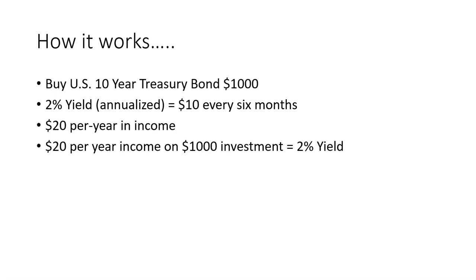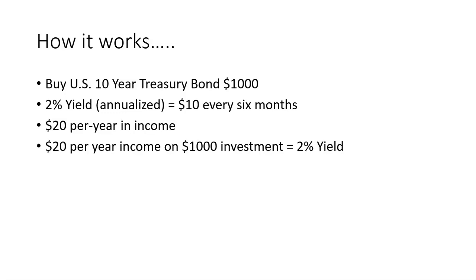So here's how this works. You buy a U.S. 10-year Treasury bond for $1,000. Bonds generally trade in increments of $1,000. So let's say you buy a U.S. 10-year Treasury bond for $1,000 and it has a 2% yield. Now that's the annualized yield.